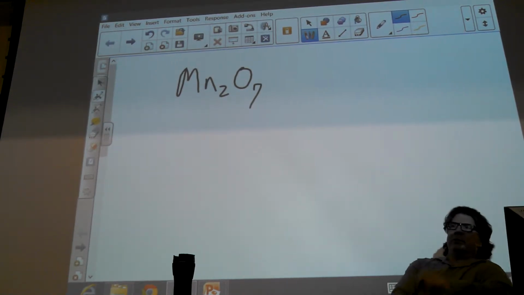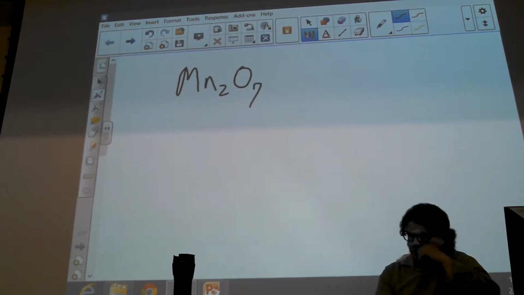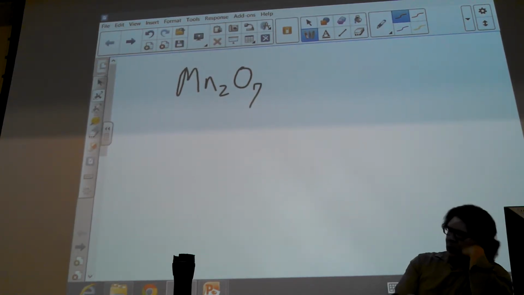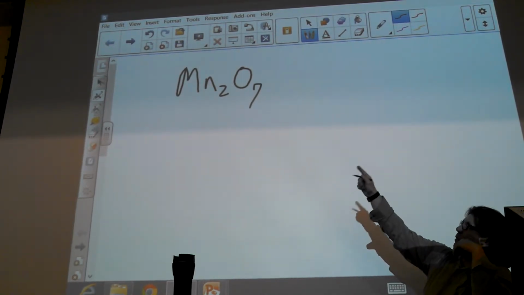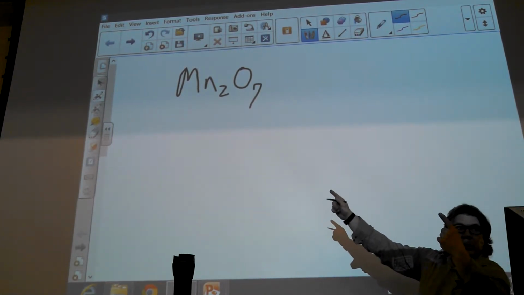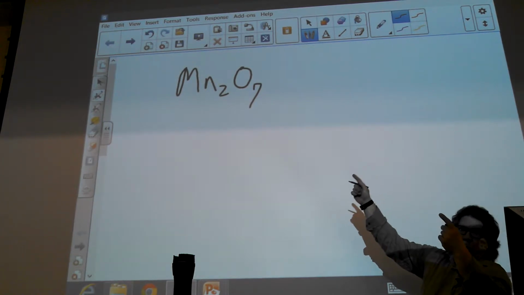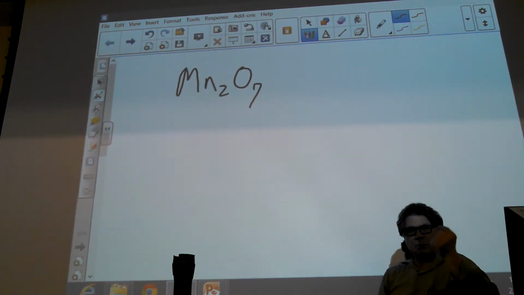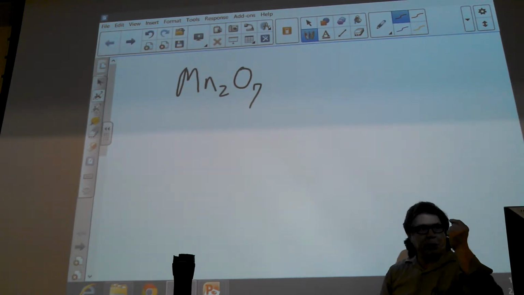So, let's say we wanted to name this compound right here. When you first look at it, that's Mn2O7. Mn is manganese, and you know that's a metal. And then it's O7, so oxygen's a nonmetal. So the first thing you see is there are two elements, one's a metal, one's a nonmetal, so it's binary ionic.